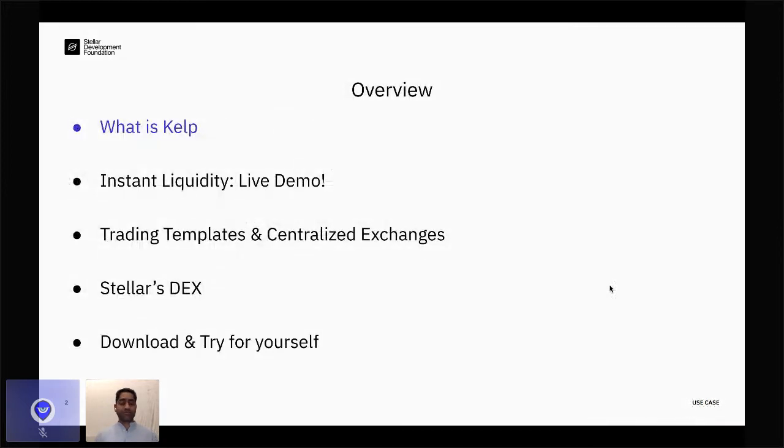Yeah. So first, we're going to go over what is Kelp. Then we're going to dive right into a live demo on how to create instant liquidity with Kelp. Then we're going to talk about trading templates and centralized exchanges, then Stellar's DEX, and then you have a chance to get links to try it for yourself.